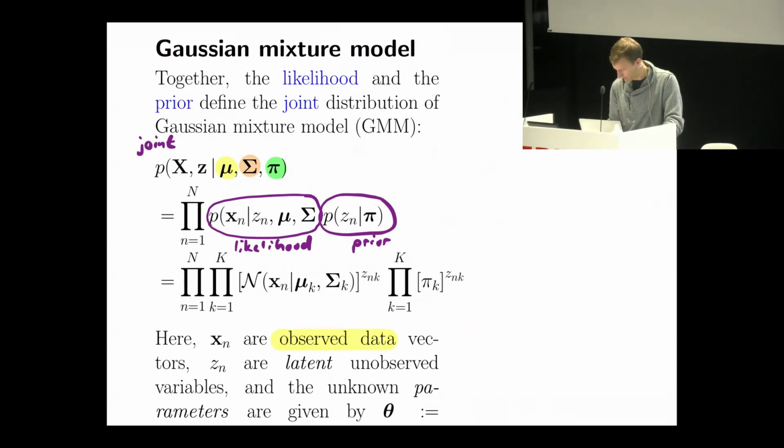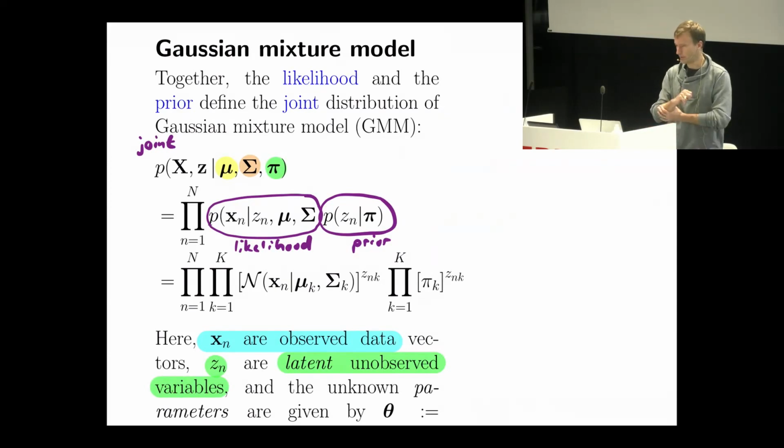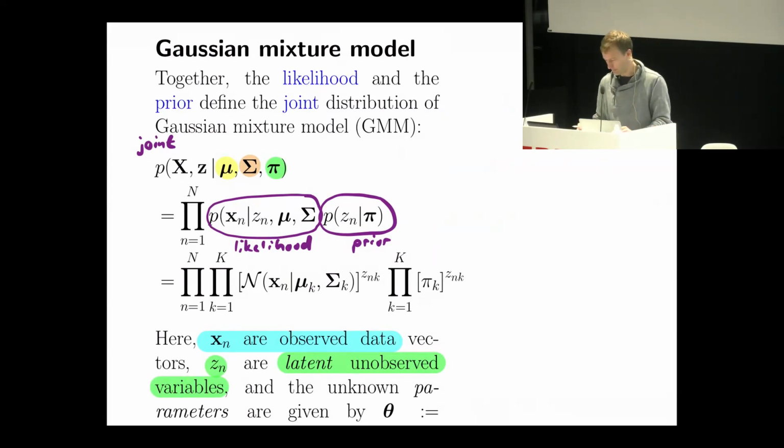The X are observed. Maybe I use a different color. X is observed as usual. You see it. You got the data set. But then the funny thing is that the Z's, they are latent or unobserved variables. And we will see how we deal with that. But it's a bit funny that we don't observe them, right?